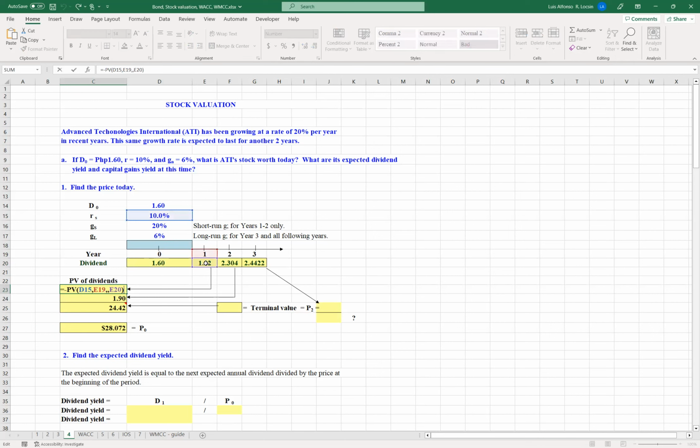Hindi lang ako sure sa terminal value. Diretso ko na lang. Feel ko mali to. And I added everything. Okay. So your final answer is 28. Yes. Okay. Thank you, Luis.